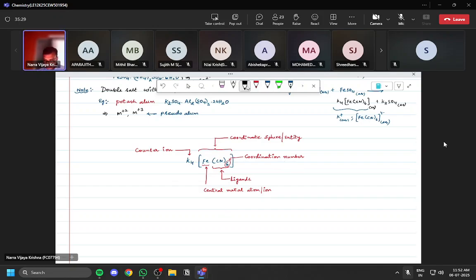Ligands are nothing but lone pair electron donors, or we call them Lewis bases. Correct? Central metal atoms are lone pair electron acceptors, or they behave as Lewis acids.